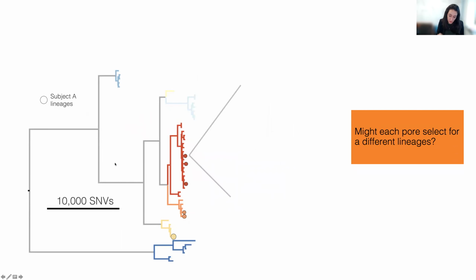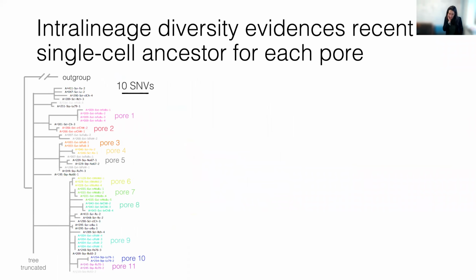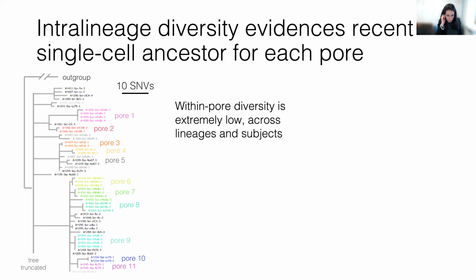To do this, we can zoom in and look at the diversity within an individual lineage. Here is a tree of one lineage from our most sampled subject, colored by pore. The gray samples are coming from the surface. And so what do we see? We see that pores are dominated by single genotypes. This rules out the idea that there's just filtering, because if there was just filtering, you'd expect multiple different genotypes from the same lineage within that pore. But instead, we just see one member of that lineage within that pore.